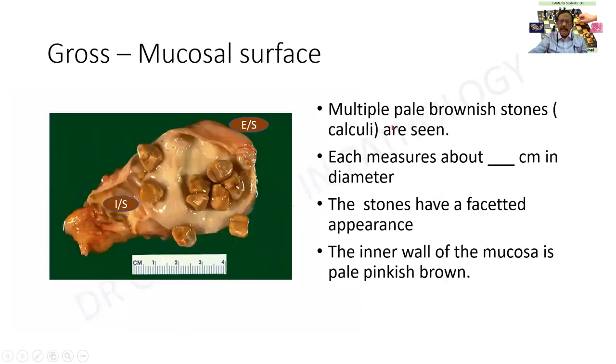This is another specimen. Multiple pale brownish stones or calculi are seen. Each of these stones measures so many centimeters in diameter. The stones have a faceted edge. Faceted means almost flattened. They say that by constantly rubbing against each other, they produce a faceted or diamond-like edge. The inner surface of the mucosa is pale pinkish brown, and the thickness is hardly about 1 to 2 millimeters. The external surface is darker brown in color.